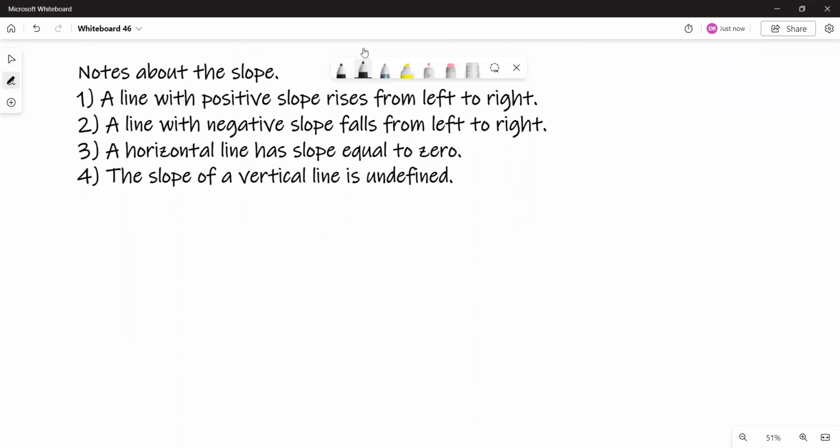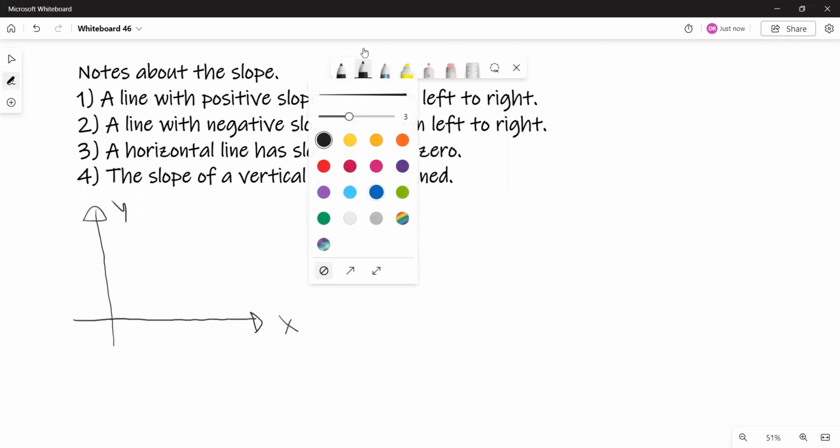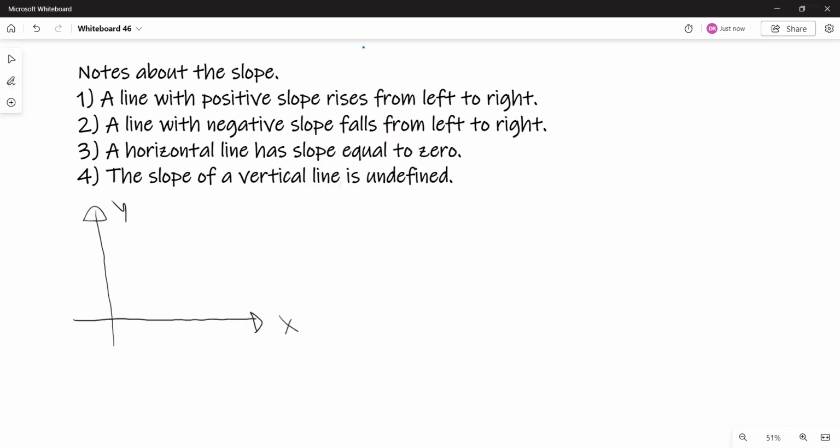Okay, we have a few things. So if the slope of the line is positive, the line rises from left to right. So this is an example of a positive slope. That is, m is positive.